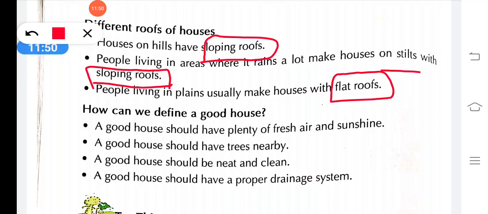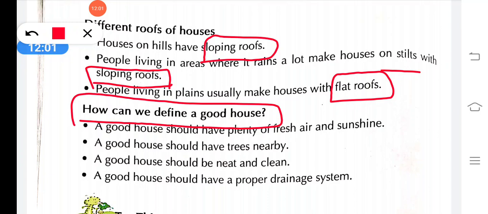Okay. Now, very important topic. How can we define a good house? What do you mean by a good house? A good house should have plenty of fresh air and sunlight. Okay, that's why we build windows in our house so that sunlight and fresh air can enter our house. A good house should have trees nearby so that we can get fresh oxygen and fresh air.